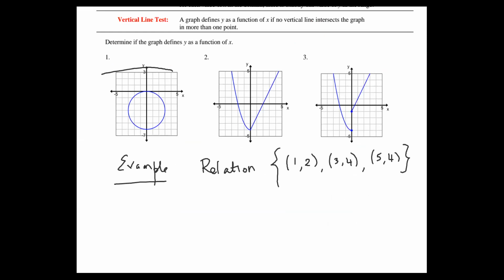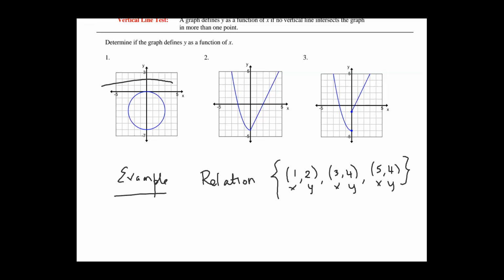So we have a set of three ordered pairs. The first value represents x, the second value represents the y value. So this is x, this is y. This is x, y, x, y. So this is an example of a relation.